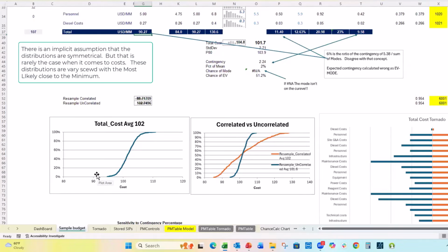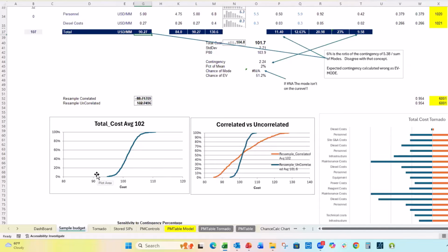Now, I will admit that to say it's always correlated or totally uncorrelated, those are the bookends. The reality is somewhere in between. Some things are going to be somewhat correlated. And that'll depend upon the project and what the categories are and everything else. So that's something you need to look at separately.